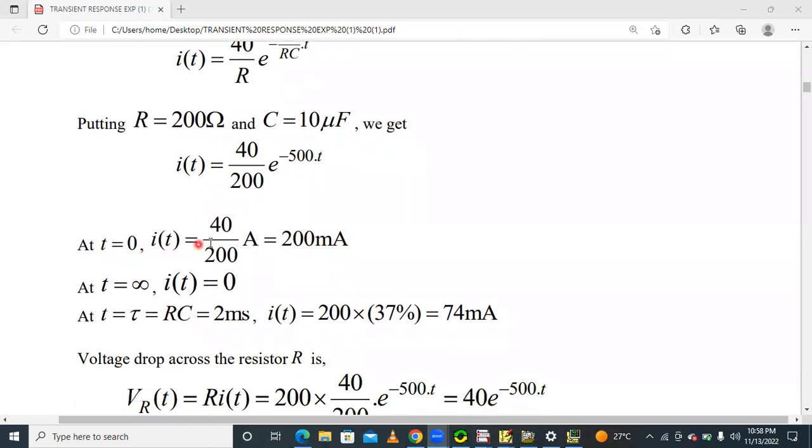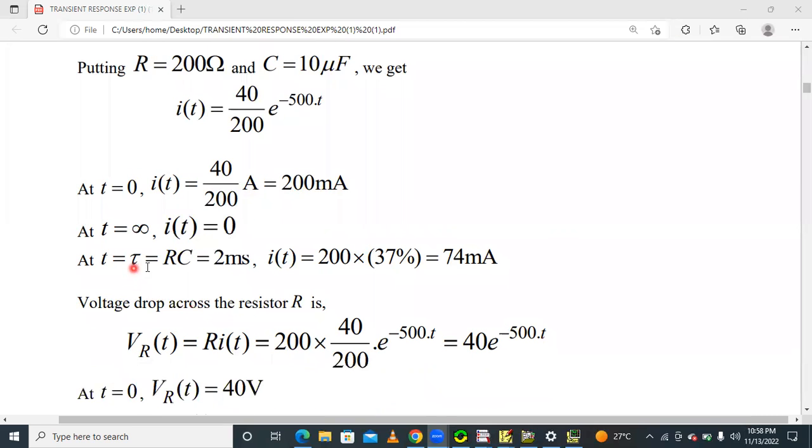That is I of 0. At t is equal to 0, this is the current, 200 milliamps. And at t is equal to infinity, the steady state, e power minus infinity is equal to 0. That's why I of t at infinity is 0. Then at time t equal to the time constant RC, 2 milliseconds.